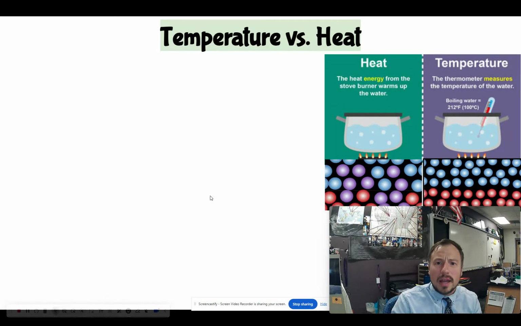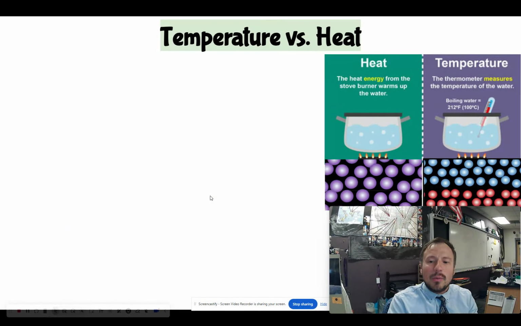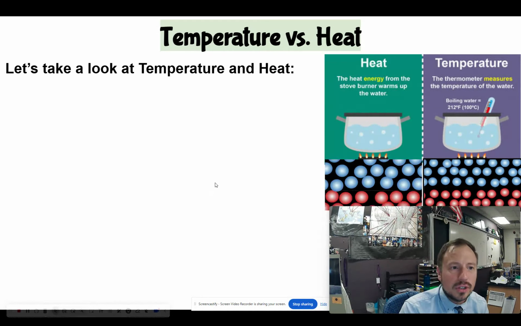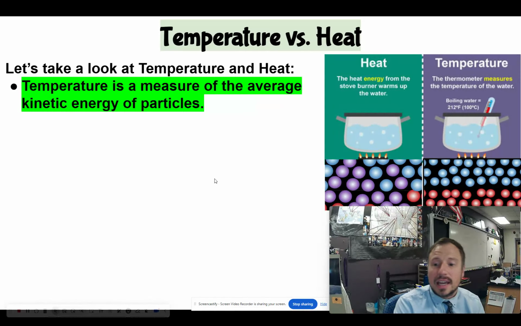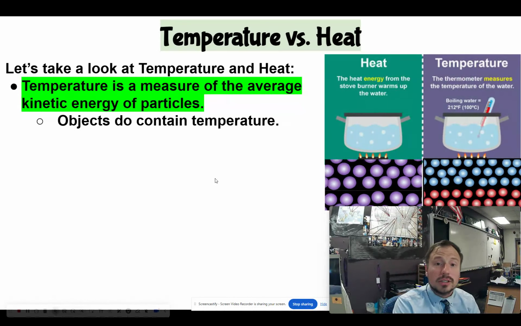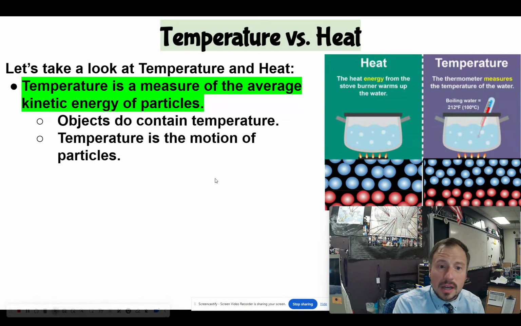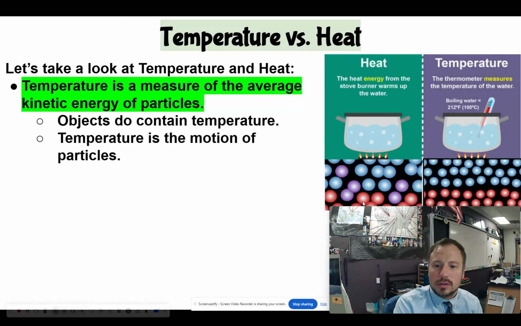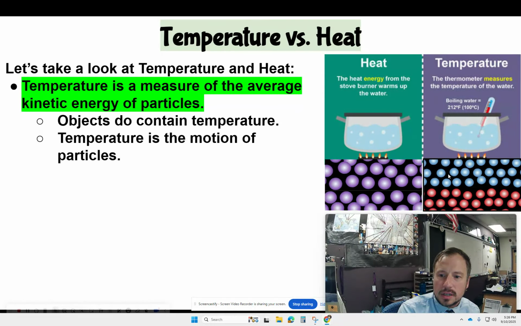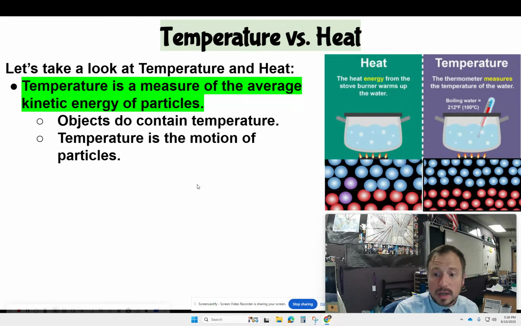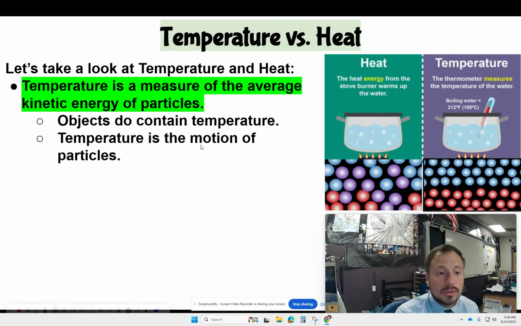Now, I've been talking about energy and heat energy, and I want to distinguish between temperature versus heat. Temperature is a measure of the average kinetic energy of those particles. Objects do contain temperature. Temperature is just the motion of the particles, and you can see that little graphic off to the right. You can see the particles are moving, right?